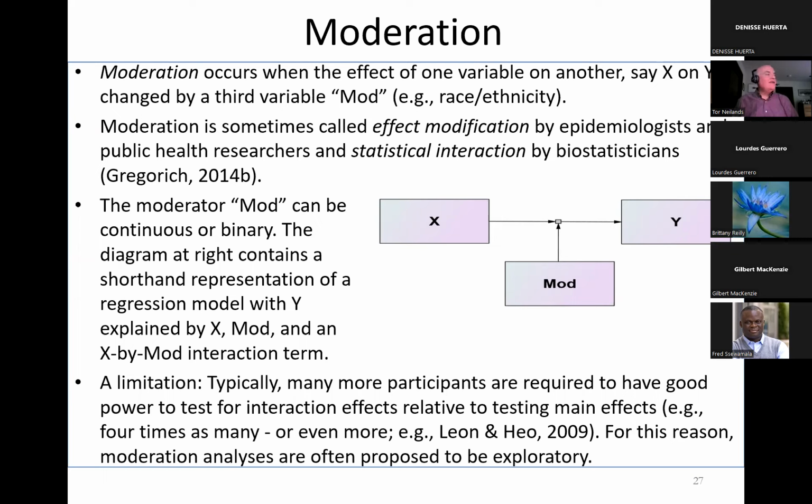The moderator can be continuous or binary, and the diagram at right contains a little representation of the X to Y relationship modified by the inclusion of this moderator called mod. And there's a critical limitation here with moderation analysis, which is that typically you're going to need many more participants to have good statistical power to test for the significance of interaction or moderator effects relative to testing main effects. Some articles say four times as many, others say even more than that.